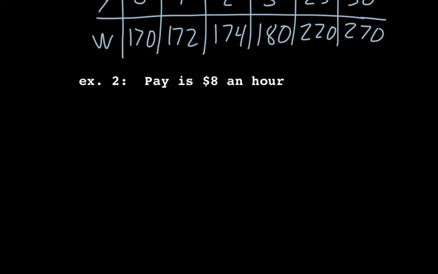Pays $8 an hour. You can skip that if you want to. But if you're getting paid $8 an hour, you could say P equals 8h or 8x or something like that. If h is the number of hours, if you're getting paid $8 for each hour, it'd be something like this. Does that seem to work for you?